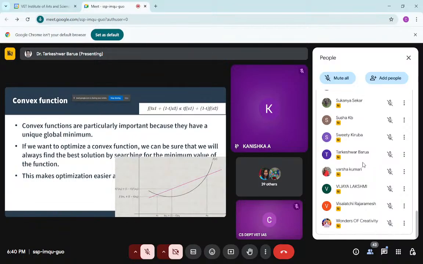So if we want to optimize a convex function, we can be sure that we will always find the best solution by searching for the minimum value of the function and the maximum value. So this is the minimum value, or this is the maximum value. As you can see in the graph, and the mathematical formula you can see on the top.